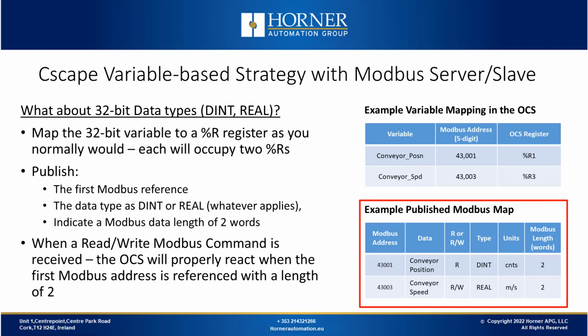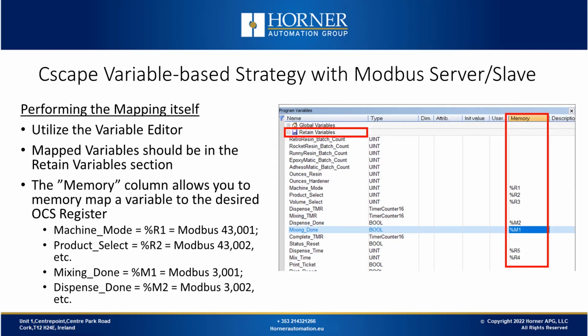Then, when a read-write Modbus command is received, the OCS will properly react when the first Modbus address is referenced with a length of 2, and it will return the proper value. Next, let's look at performing the mapping itself. So how do I take my variable that I just created and map that to a specific OCS memory location? Normally, I don't need to worry about that if all I'm doing is creating internal variables.